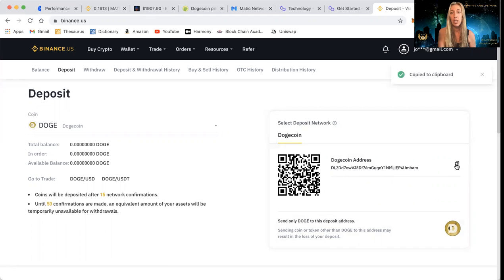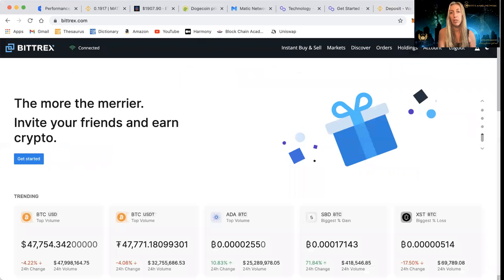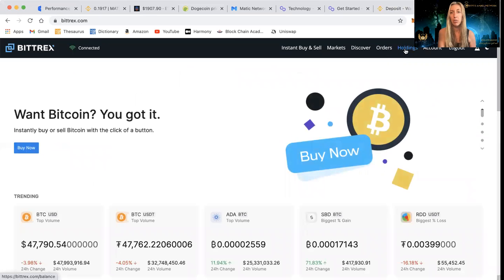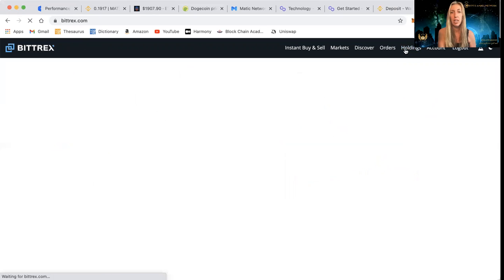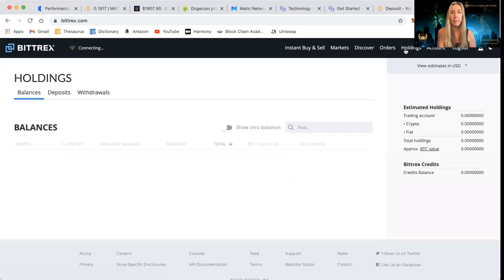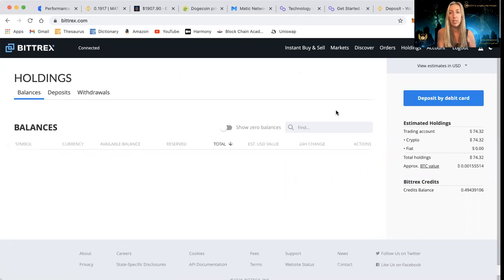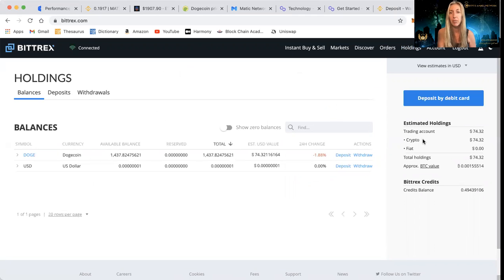I'm going to copy, and then I'm going to hop over to, let me just move this down here, and then I'm going to move over to Bittrex. Let's go to my holdings. It's a very small amount here. So we're in Bittrex, just waiting for that to come up. Here we go. What do I have here? Hopefully there's something. Okay, there's my trading account and my approximate value.